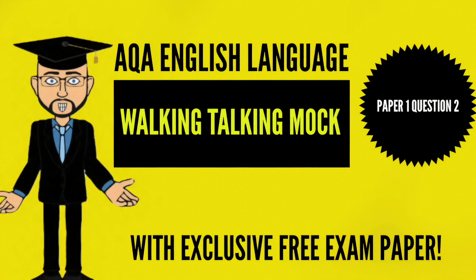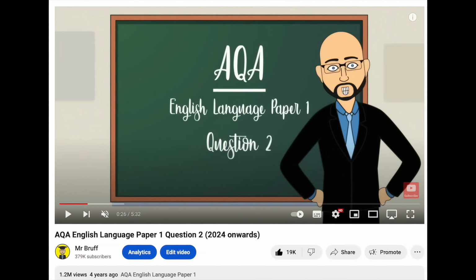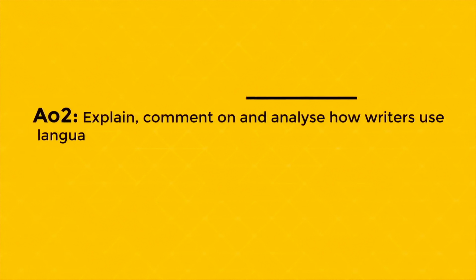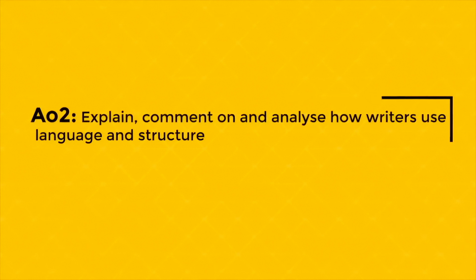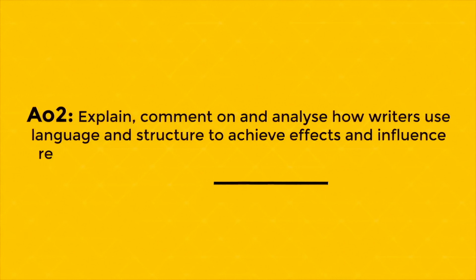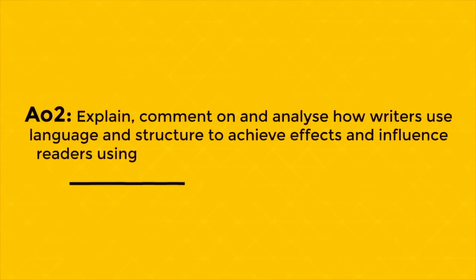Hello everybody and welcome to this detailed video on AQA English Language Paper 1 Question 2. If you want the short animated version, I'll link that in the description. Question 2 assesses the language element of Assessment Objective 2: to explain, comment on and analyse how writers use language and structure to achieve effects and influence readers, using relevant subject terminology to support their view.